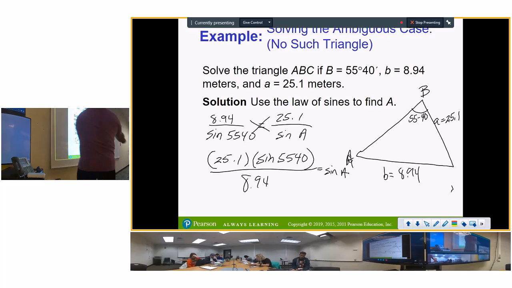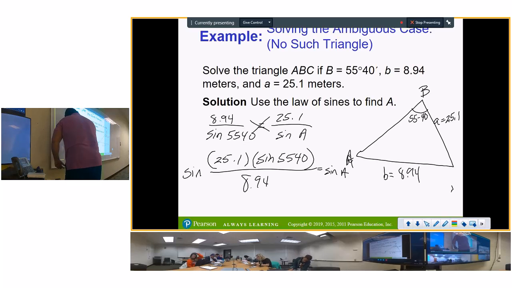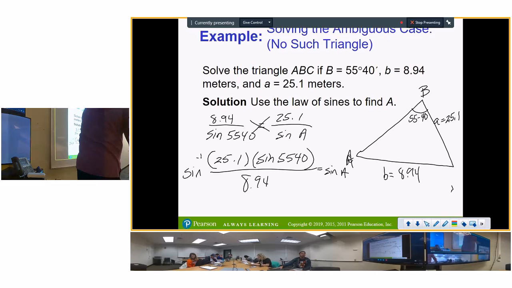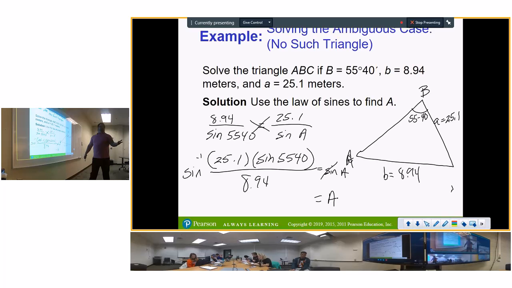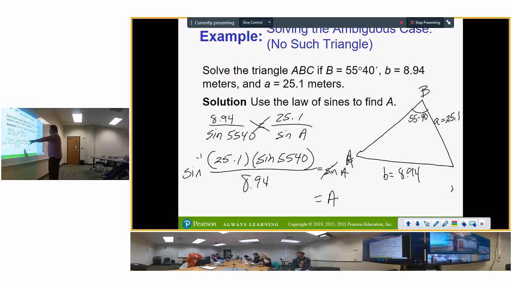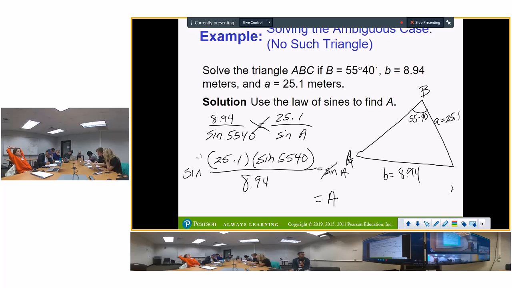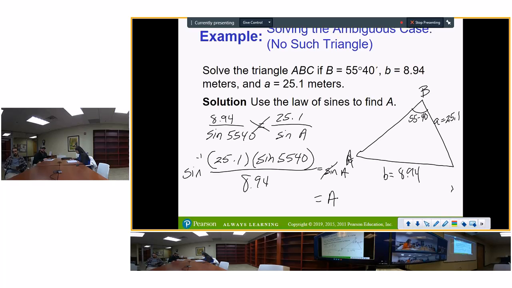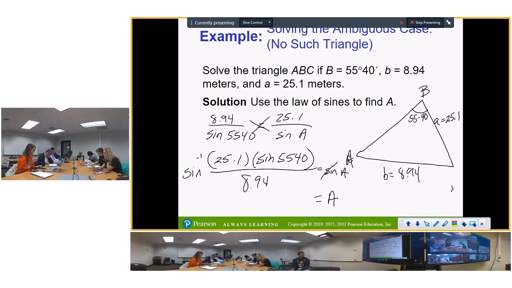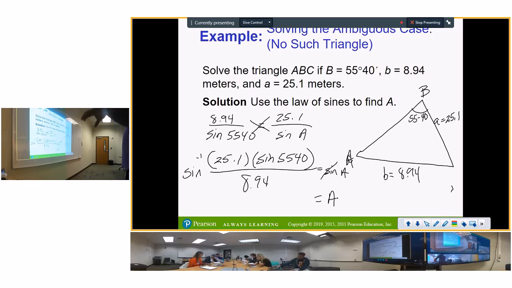So what is this going to be? The inverse what? The inverse sine of all of that is going to equal A. I need somebody to make sure you're in degree mode. Go ahead and type in sine of 55.4 times 25.1 divided by 8.94, and then take the inverse sine of that. Somebody tell me what you get. So it's inverse sine. Okay.